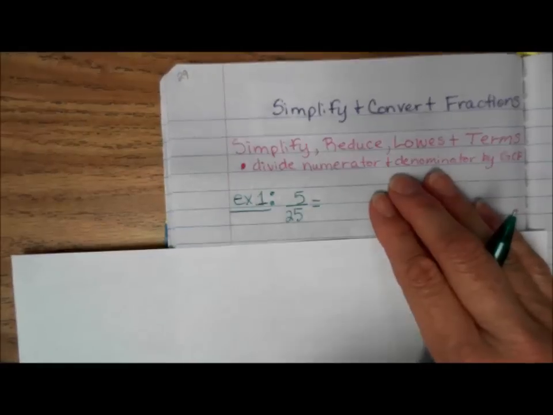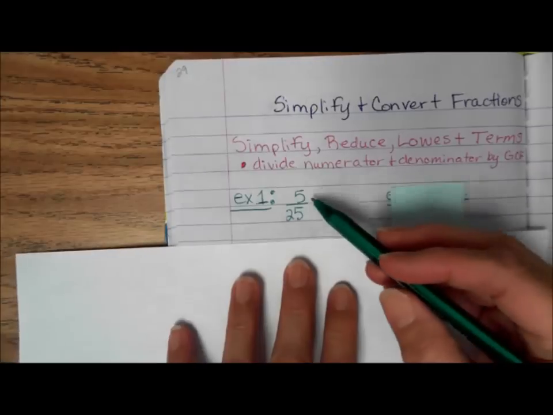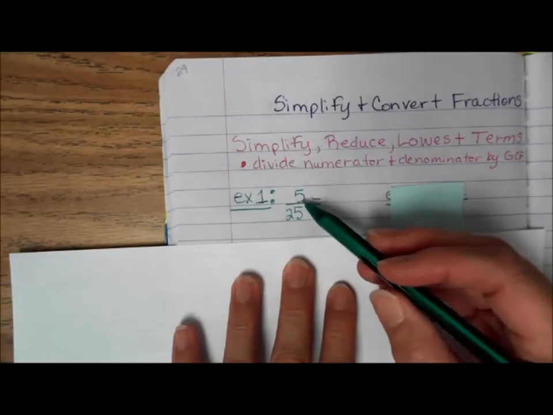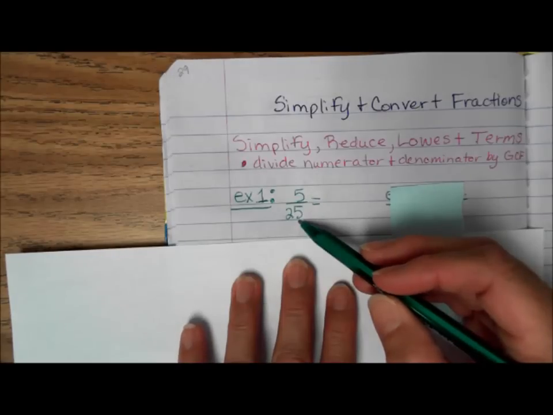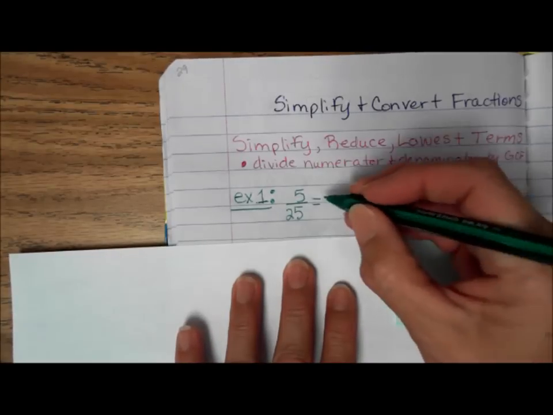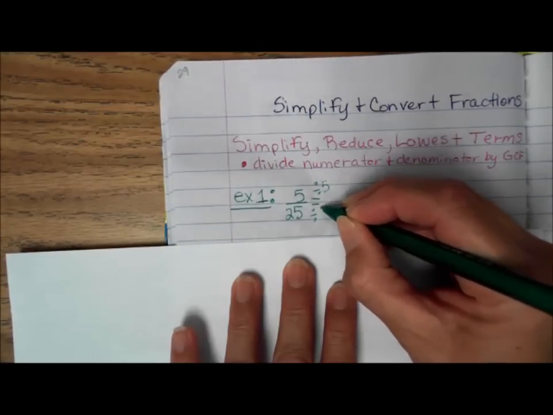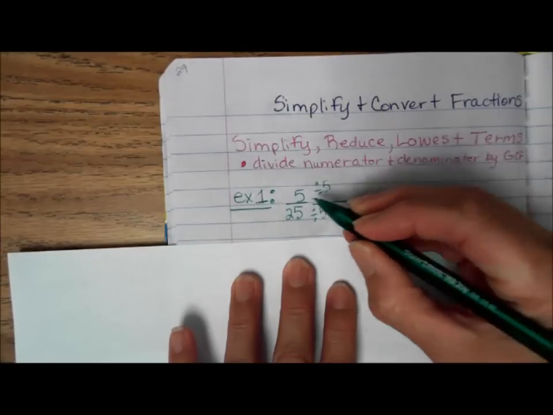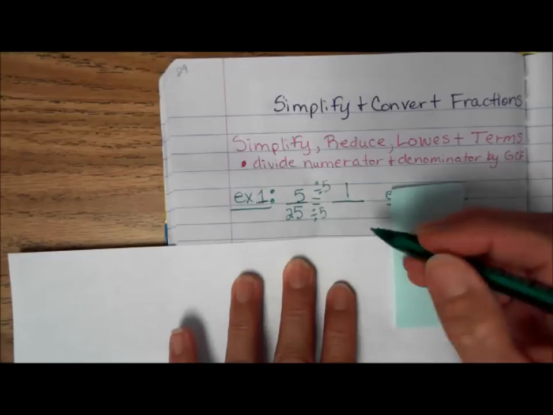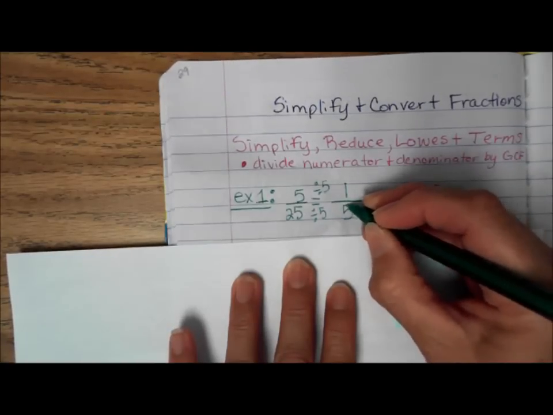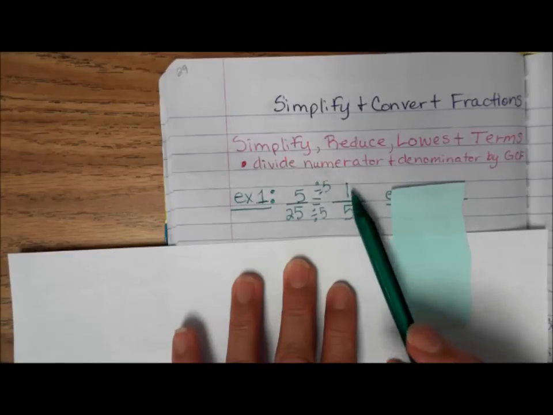So 5 over 25. Cover that up. All right. So the greatest common factor for 5 and 25, remember factors are those numbers you multiply together, is 5. So I'm going to divide my numerator and my denominator by 5. So 5 divided by 5 is 1, and 25 divided by 5 is 5. Okay, so we have simplified, or reduced, or put that in lowest terms. So 5/25 is equivalent to 1/5.